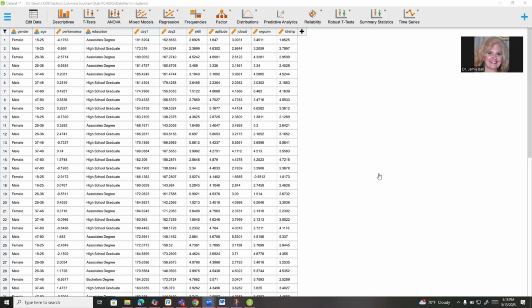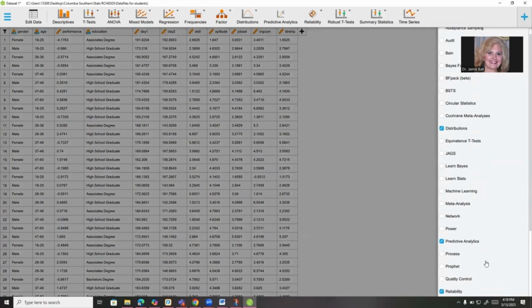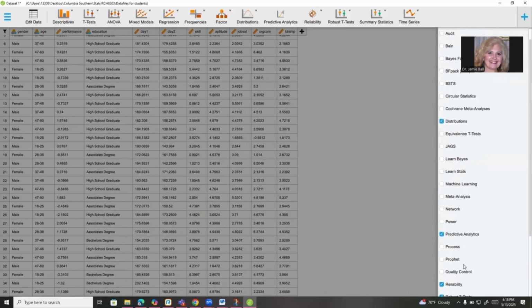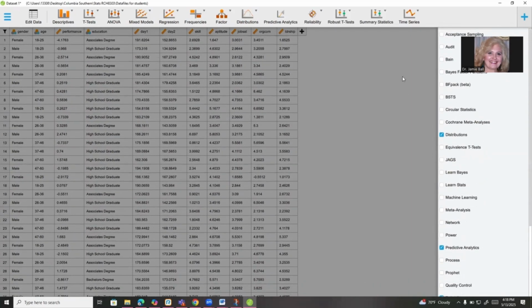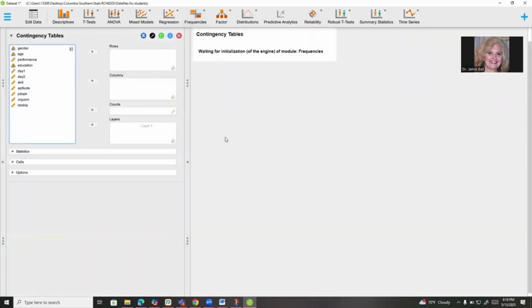Okay, so to run a frequency table in JASP, you're going to go up to the top and look for frequencies. Now, if this doesn't show up, you can always hit this plus button, and these are all the different types of analyses you can add to your main toolbar, just so you know. So if it doesn't show up here, add it. So I'm going to go to frequencies, and I'm looking for contingency tables.